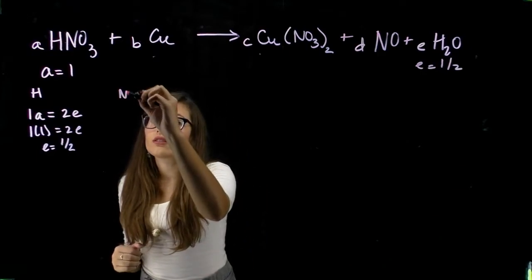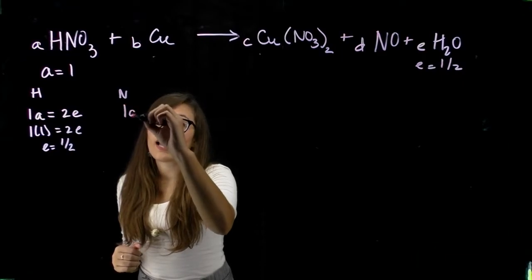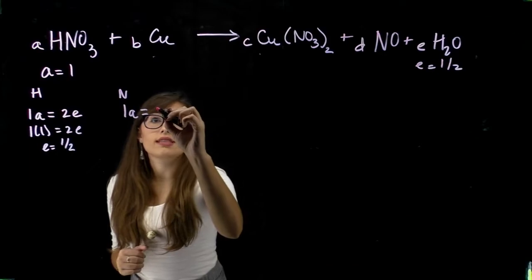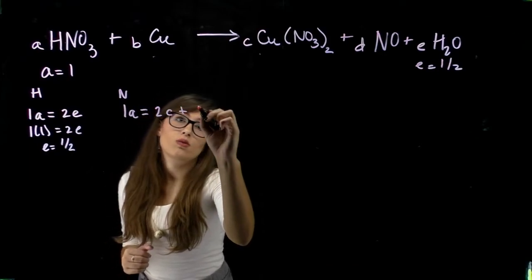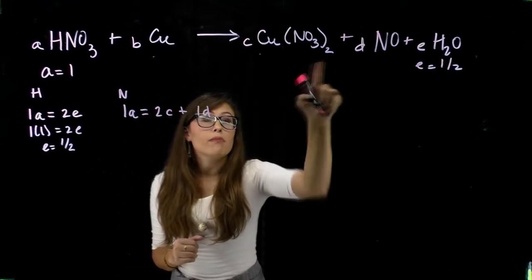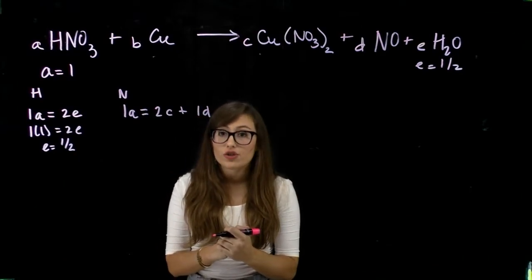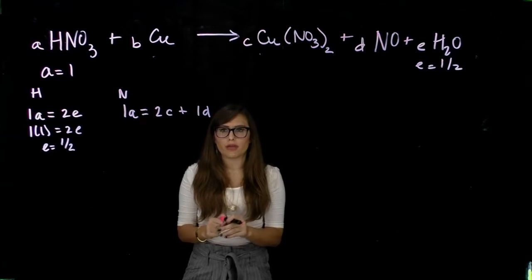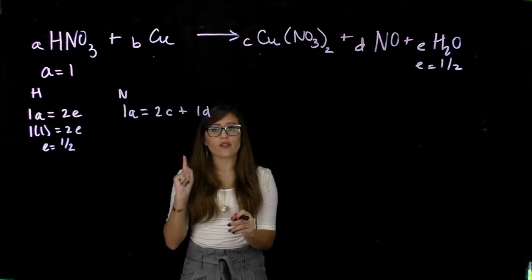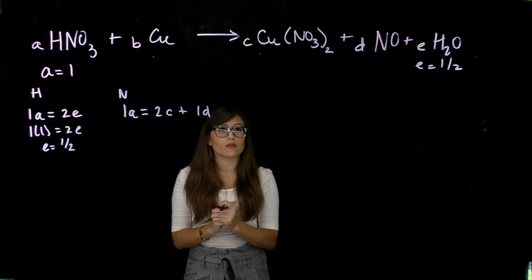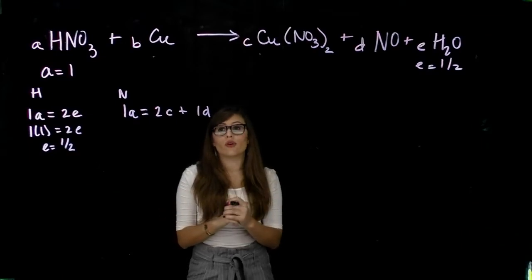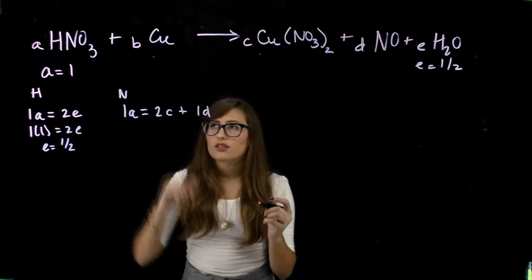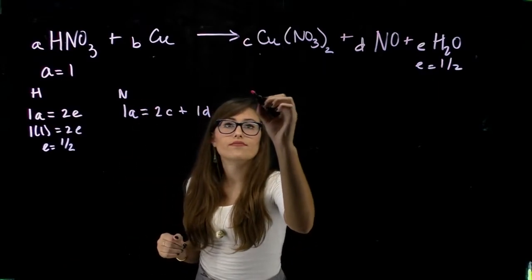So nitrogen is equal to 1A on the left and 2C plus 1D. Remember, for your subscripts, you have to distribute them out. However, in this case, we can't actually solve for a variable because we only know one out of the three variables. So in order to solve for one of these, we're going to have to set up a second system of equations. Let's go ahead and solve for oxygen.